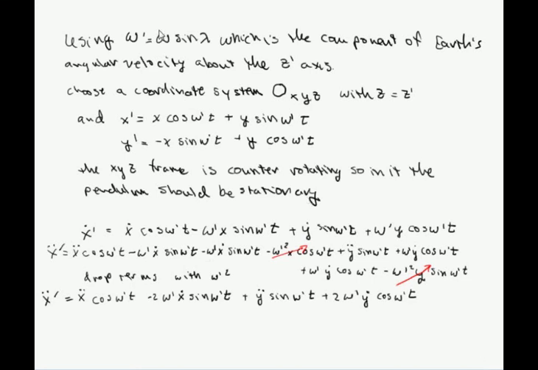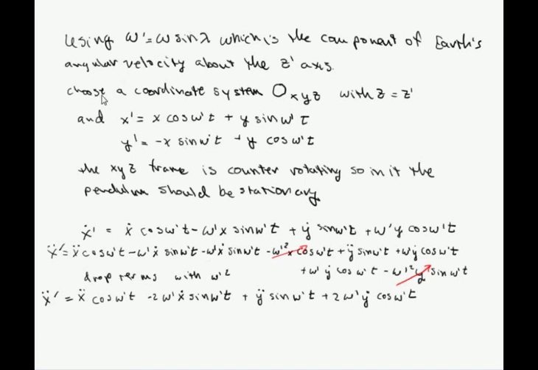So this is where things get a little interesting. Omega prime is just omega sine lambda. This is the component of the Earth's angular velocity about the z-axis. That's what gives the angular velocity of the plane of the pendulum bob. And so just for simplicity, we're going to write that as omega prime.